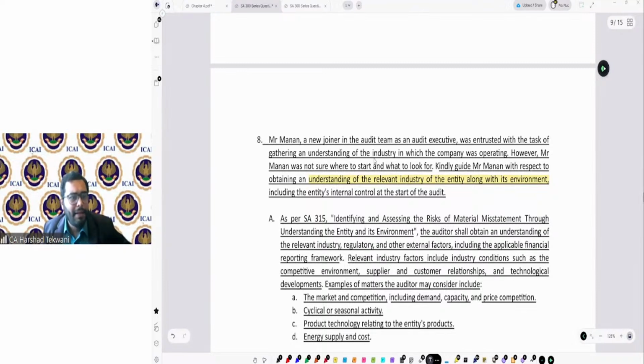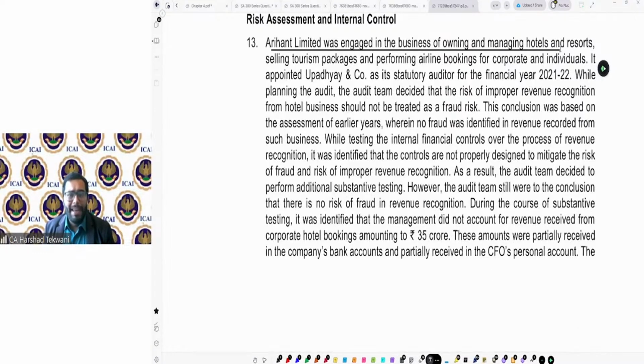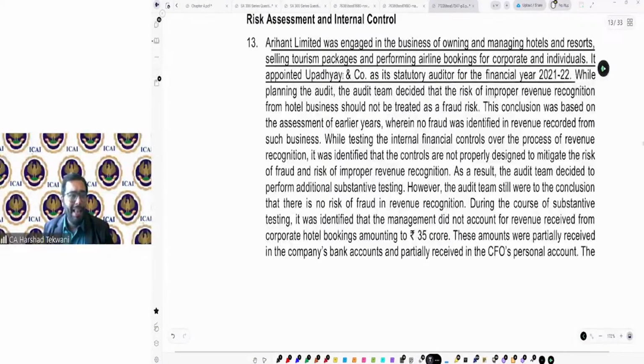Okay. Let us see one more question. Ariant Limited was engaged in the business of owning and managing hotels and resorts, selling tourism packages, and performing airline bookings for corporates and individuals. It appointed Upadhyay and Company as the statutory auditor for financial year 2021-22. While planning the audit, the audit team decided that the risk of improper revenue recognition from the hotel business should not be treated as a fraud risk.